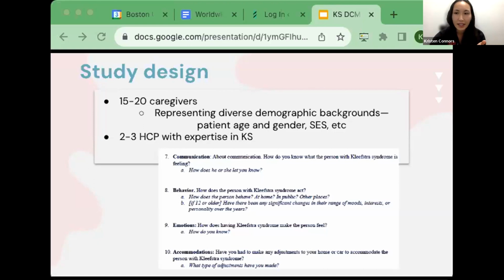And I have here just a snippet of some of the questions and topics that I'll go over with a caregiver, general questions, and then potential additional prompts to dig deeper if needed. I will also be interviewing between 2 and 3 healthcare professionals who have expertise in KS.